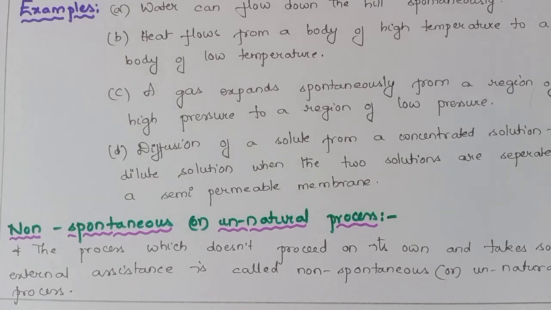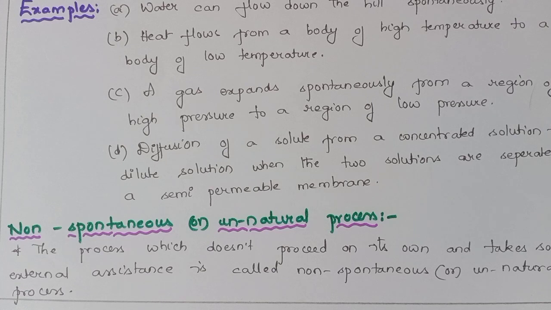What would be the example for a non-spontaneous process? Yes, water flowing from the lower part of a hill to the upper part of a hill. It will never happen until and unless some external help is given. Or a ball rolling from the lower portion of a hill to the upper portion of a hill.